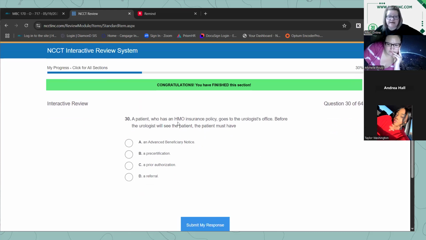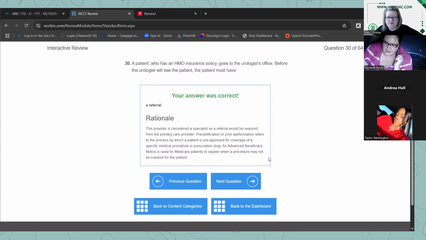A patient who has an HMO insurance policy goes to the urologist's office. Before the urologist will see the patient, they must have what? So first of all, a urologist is what? That's not their primary care. That's going to be what kind of provider? A specialist. That's right. And this is what type of insurance? An HMO? What do we always have to have when we see a specialist for an HMO? A referral. That's right. D. Referral. Correct.